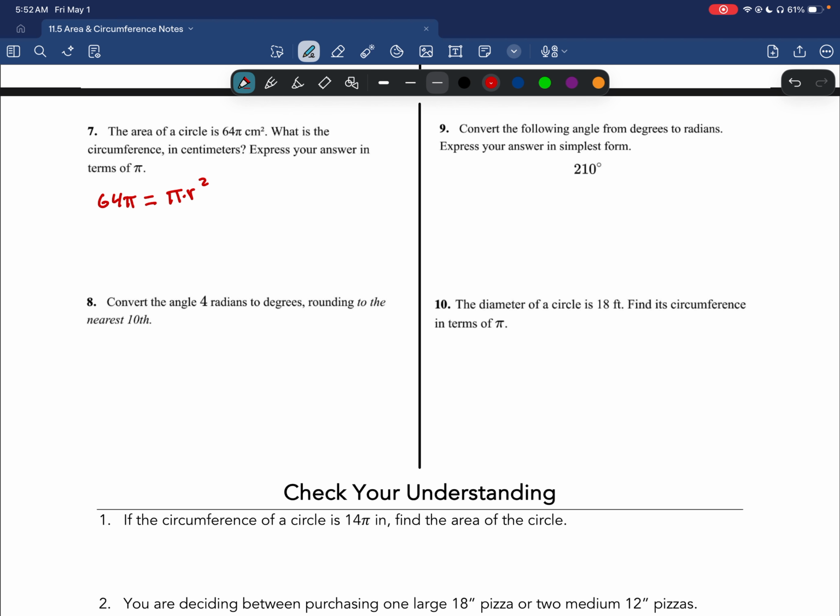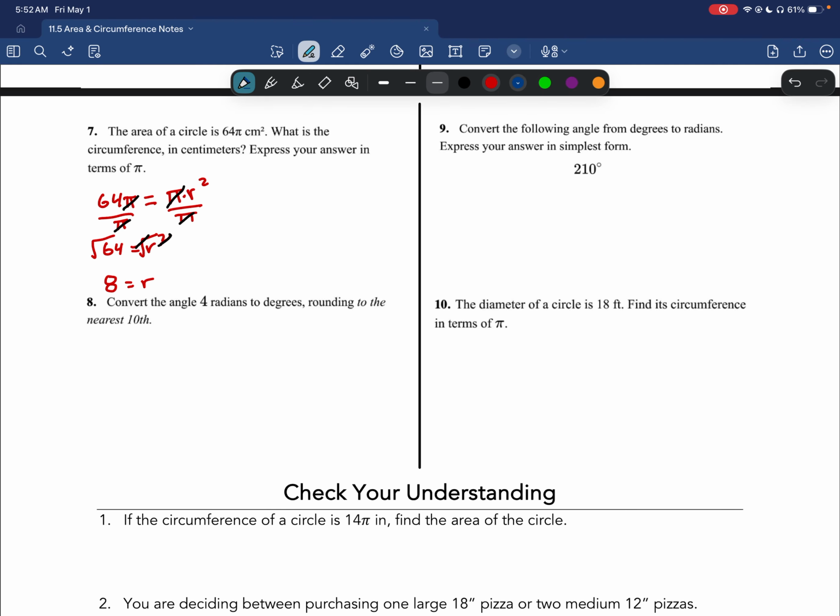Pi is multiplying by r right now, so I divide both sides by pi. When I do that, the pi's cancel on both sides, leaving me with 64 equals my radius squared. My last step to get the radius by itself is to square root both sides. The square root of 64 is 8, so 8 is my radius.